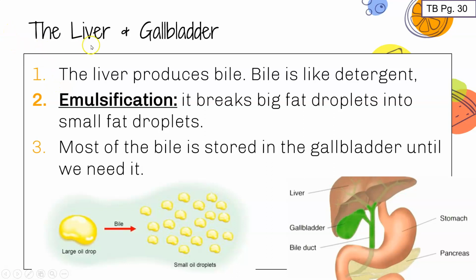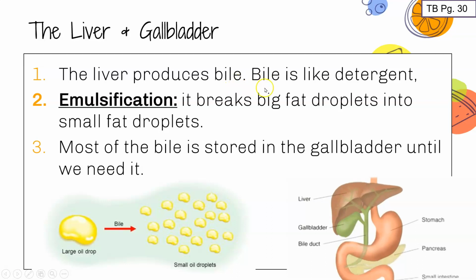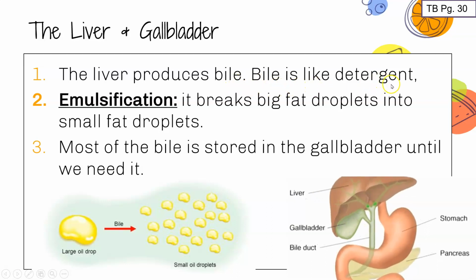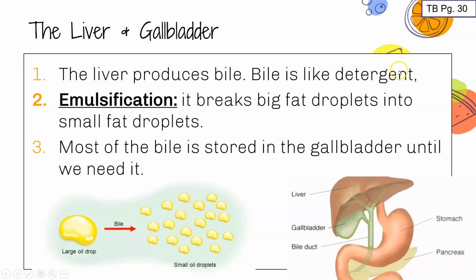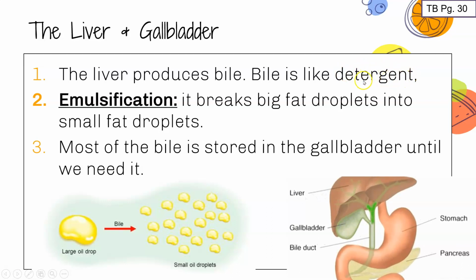What about the liver and the gallbladder? Okay, the liver is producing bile. And bile is like a detergent. Now, if you have ever washed your own plates, an oily plate, you know how hard it is to wash an oily plate. When you want to wash an oily plate, you have to use detergent. Why is that so? Because detergent helps to emulsify the large fat droplets into small fat droplets.